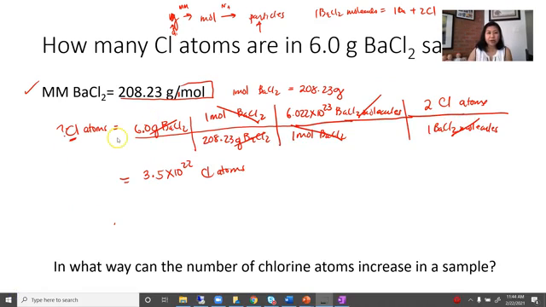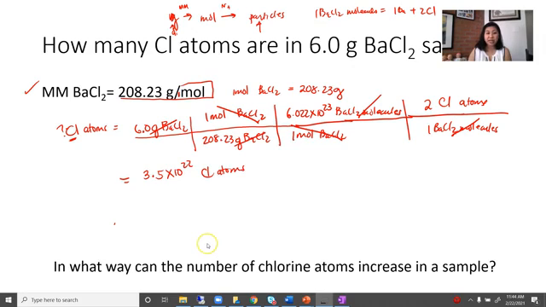You're going to end up with a number. We have here 2 sig figs, 5 sig figs, 4. Remember, this is the individual component, an exact number. So we'll have 2 sig figs on our final answer. It contains 3.5 times 10 to the power of 22 chlorine atoms in a 6 gram barium chloride sample.